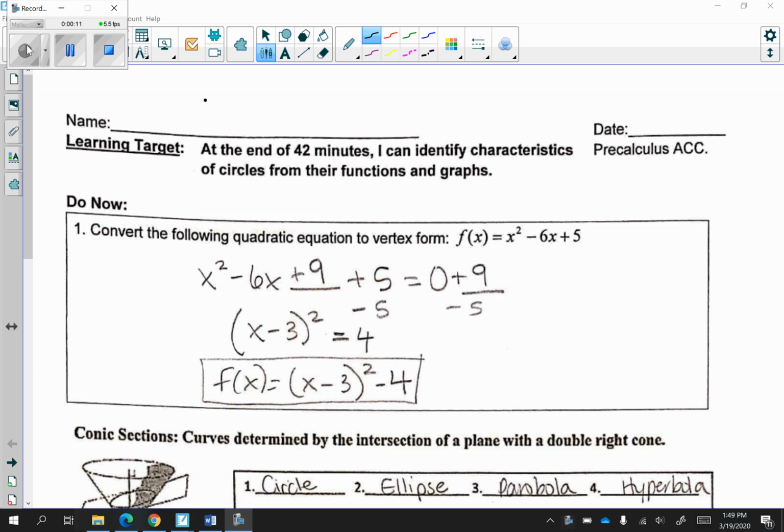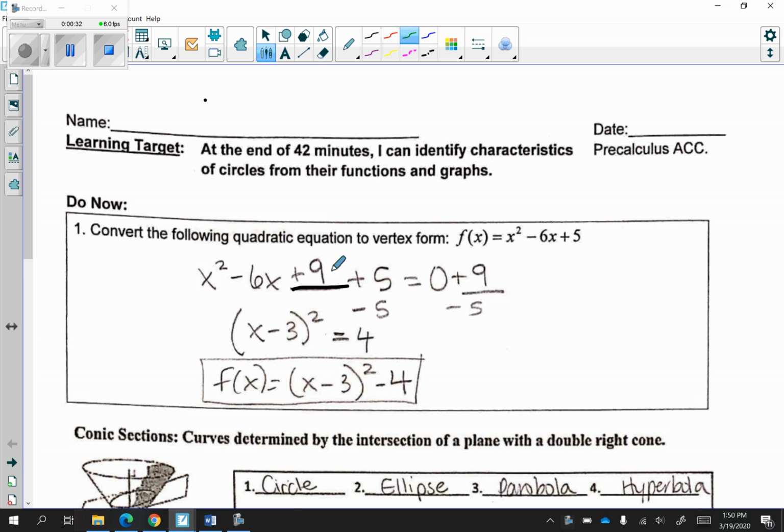It says convert the following quadratic equation to vertex form. f of x is equal to x squared minus 6x plus 5. So this turned into a completing the square question. So I leave a blank after the 6x. I half 6, which gives me 3, and then I square 3, which gives me 9.